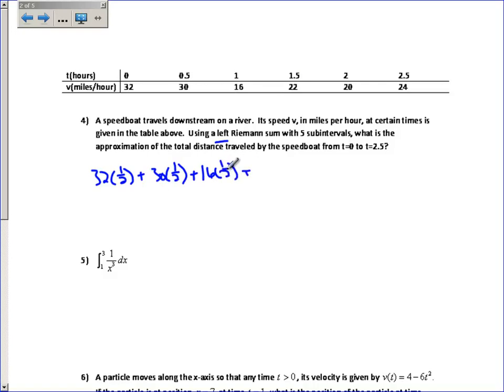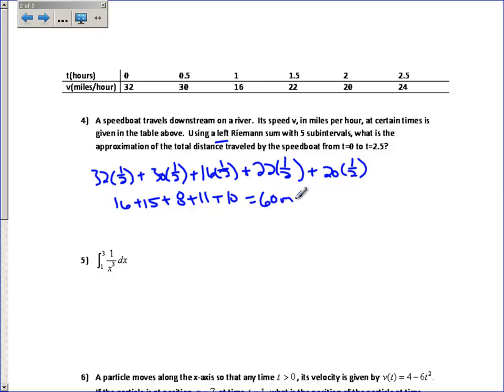and then plus my velocity at 1.5 times the width of that interval, and finally plus my velocity at 2 times the width of that interval. So we'll just go through here. 16 plus 15 plus 8 plus 11 plus 10. And so that's going to give us 31, 39, 50, 60. 60 miles.